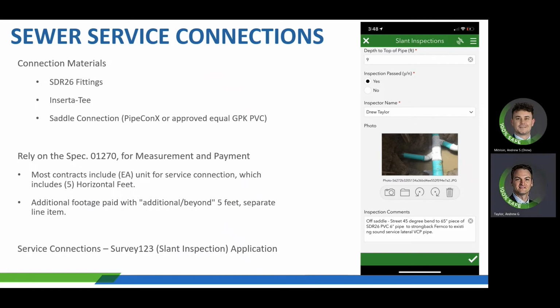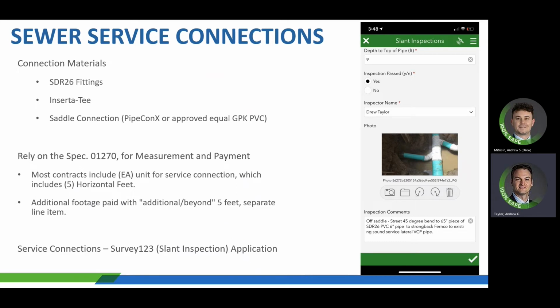Also with service connections, it's important that the RPRs have access to Survey123. The photo to the right is just a snippet of the Survey123 application on a phone. Basically, it documents the lateral connection, which has pull-downs for project, segment number, size of main, as well as the actual service connection details.